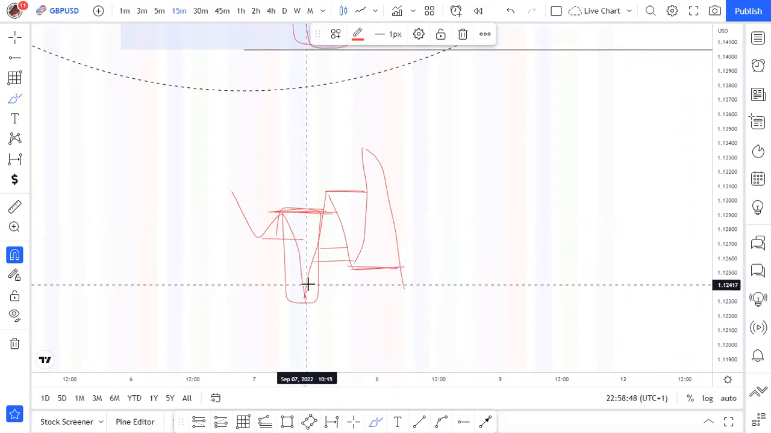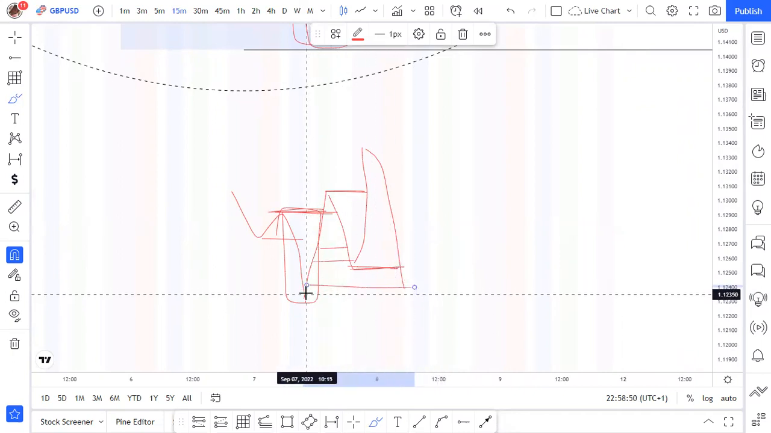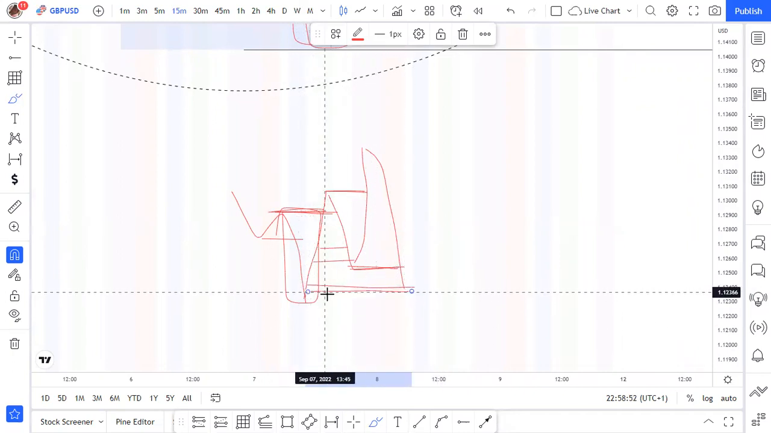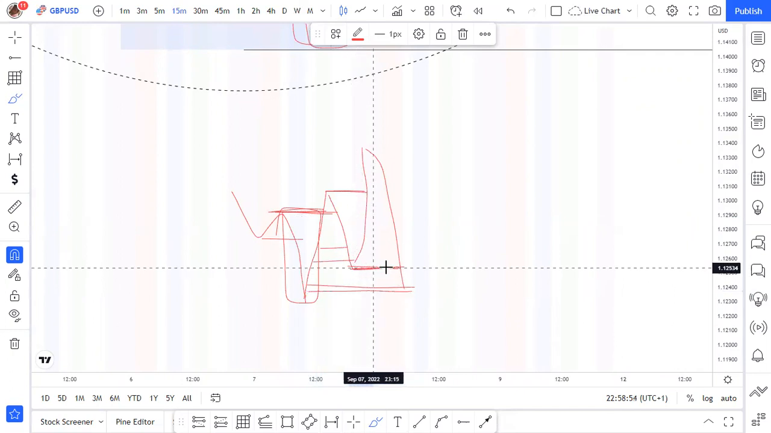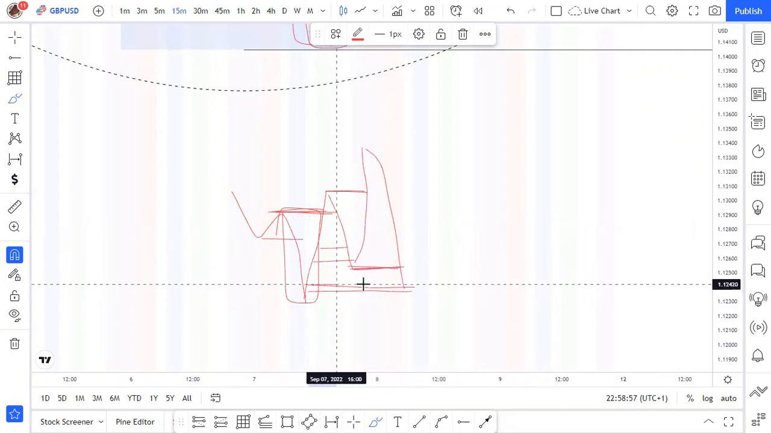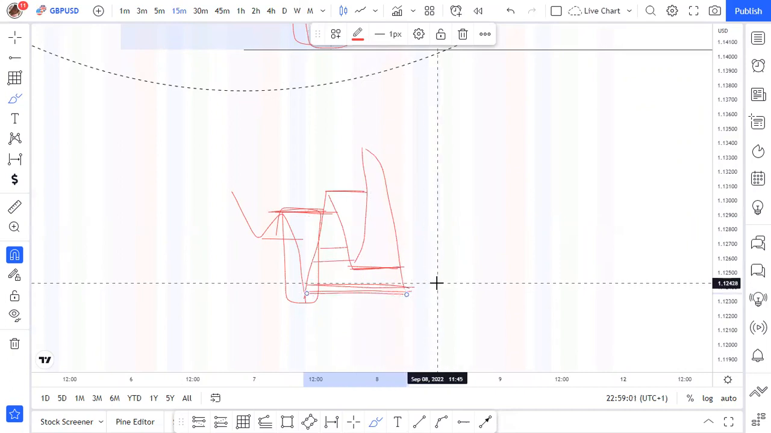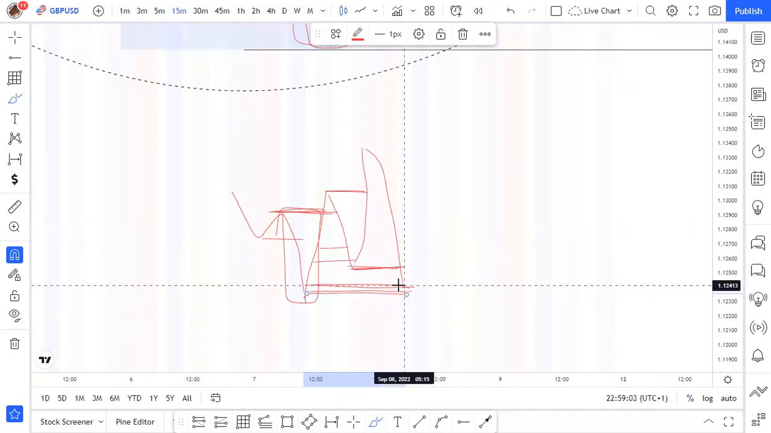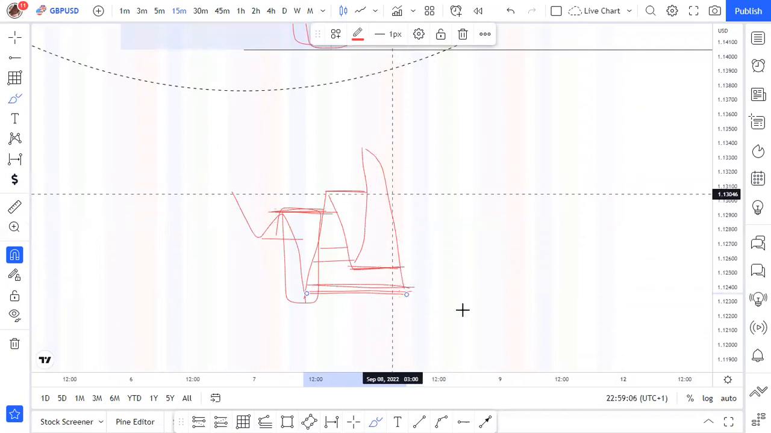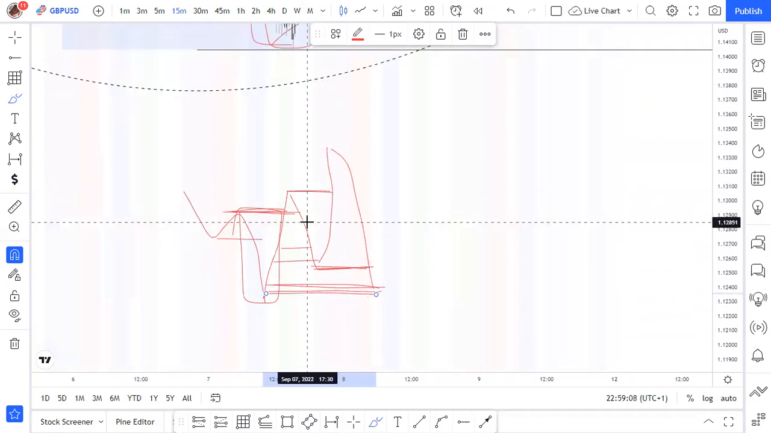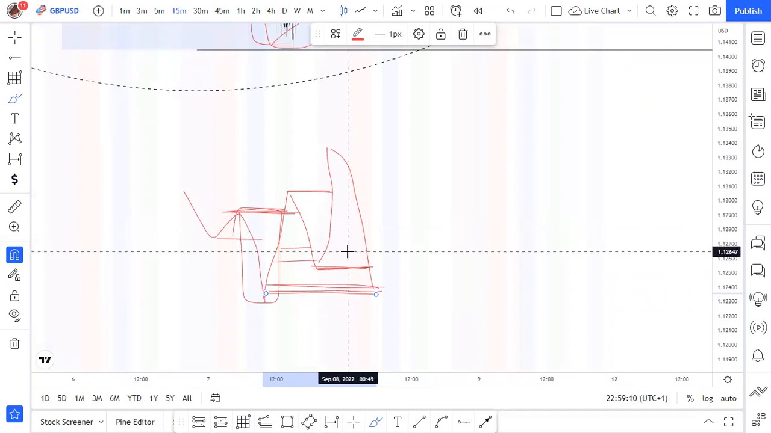Let me say we have some kind of unmitigated demand range from this previous range here. Yes, we've had a break of structure, but we can still take a buy somewhere down here. Now, this buy is more of a counter trend trade, and it depends, no matter the time frame. I'm just using the 15 minutes for example.